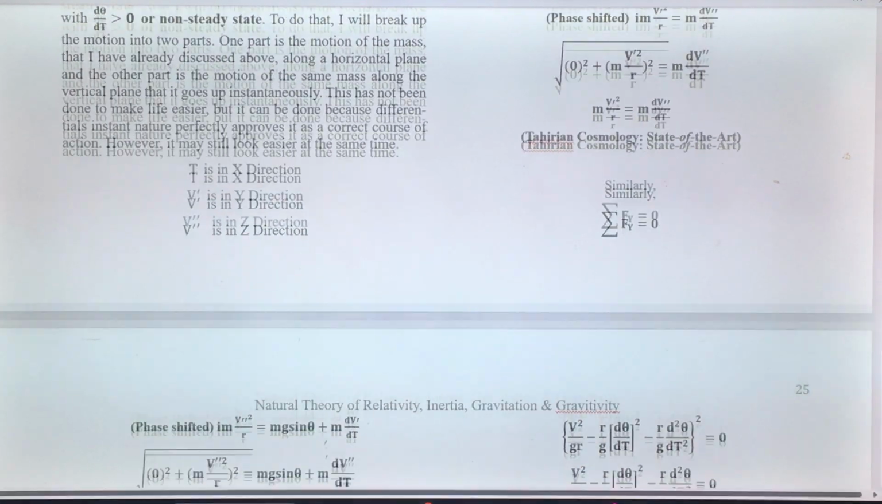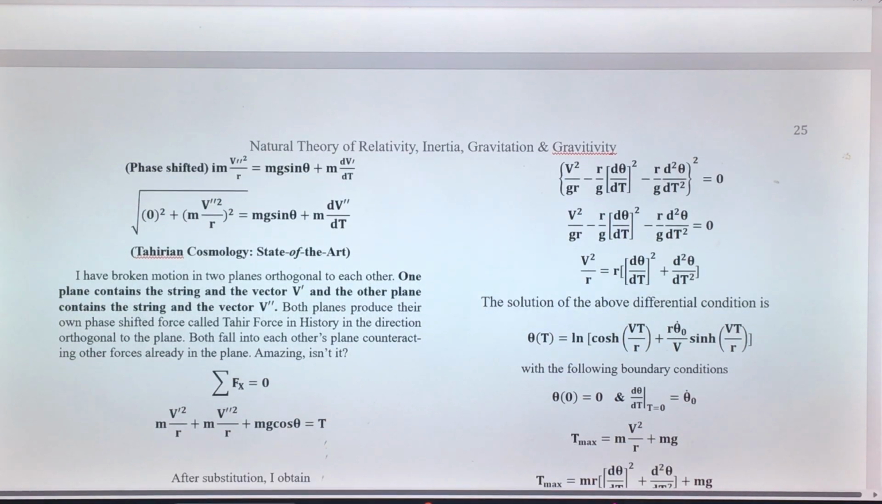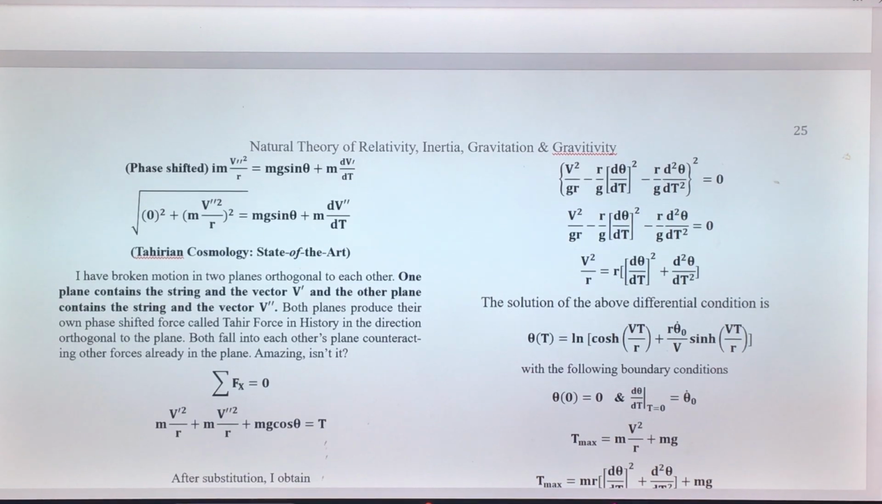Similarly, summation in the y direction is equal to 0. Phase shifted I m v double prime square over r, mg sine theta plus m dv prime over dt. So we will take its magnitude. Why? Because it's a phase shifted force. If there is already any component in that direction, you cannot just add it simply. Because it's phase shifted, it got I with it, so you have to take its magnitude the way you do in complex numbers. Tahirian cosmology, state of the art.